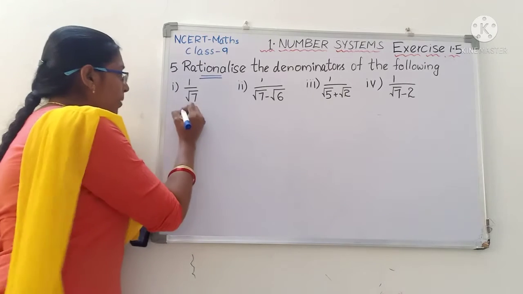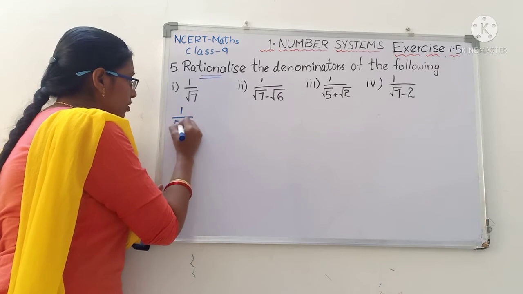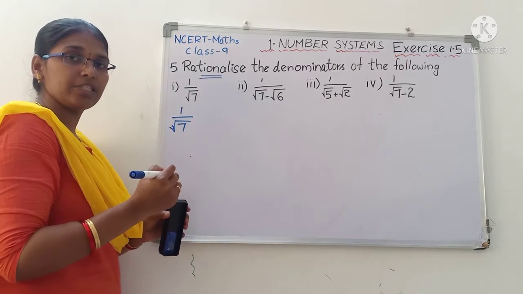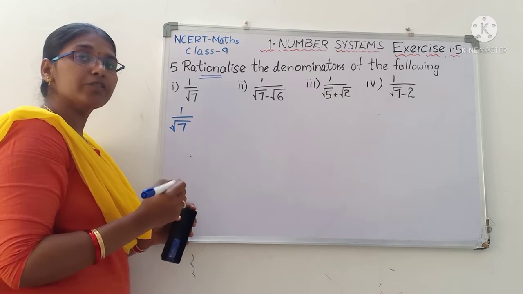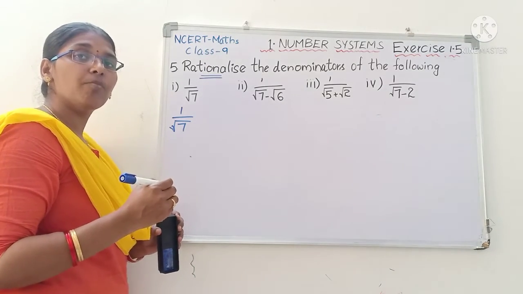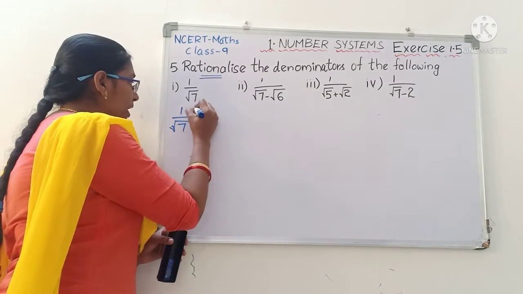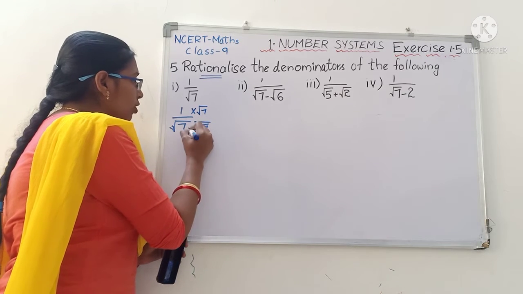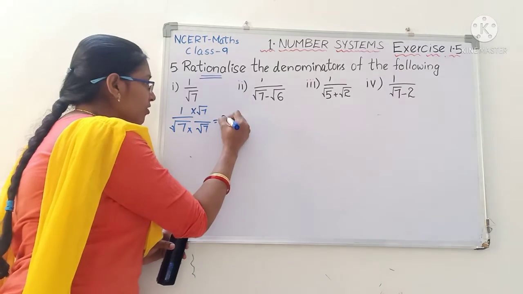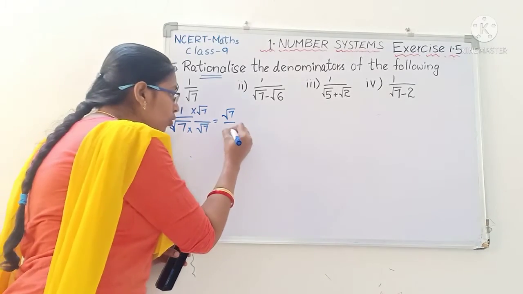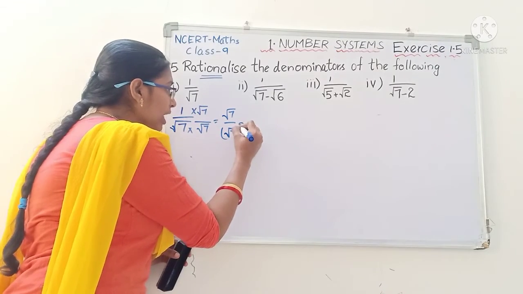First question is 1 by root 7. So you have only root 7 in the denominator, which is an irrational number. What do you do to convert it into a rational number children? Yes, multiply both numerator and denominator with the same number. Multiply numerator with root 7 and also denominator with root 7. What do you get? 1 into root 7 is root 7, by root 7 into root 7. What is this? Root 7 whole square.